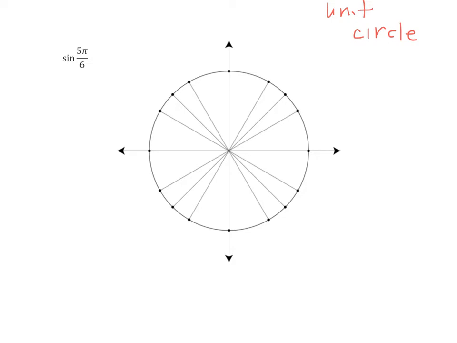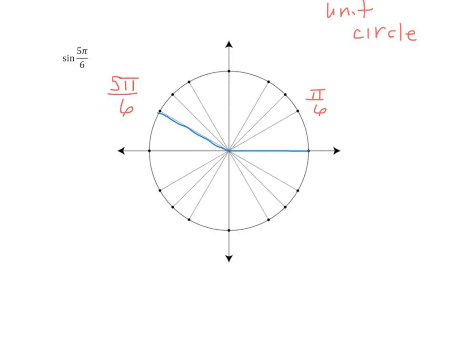So we want to find 5 pi over 6. So that's a multiple of our special angle, pi over 6. So let's count out until we get to 5 pi over 6. So 1 pi over 6, 2 pi over 6, 3 pi over 6, 4 pi over 6, 5 pi over 6. That is the angle with initial side on the positive x, and this as its terminal side. That angle measure is 5 pi over 6.